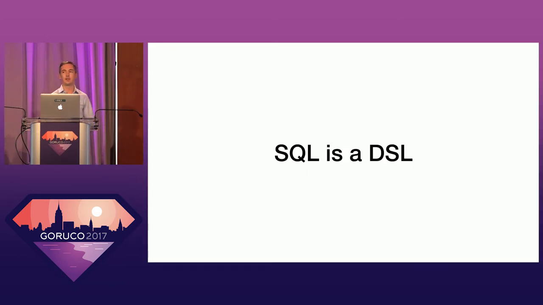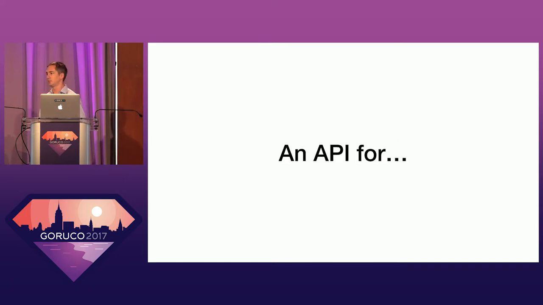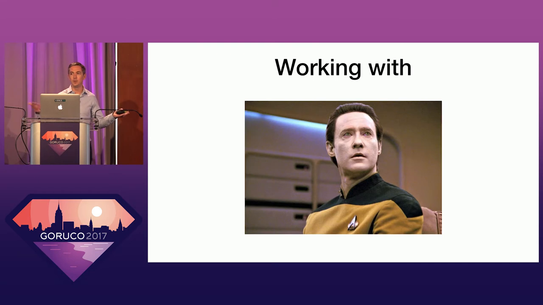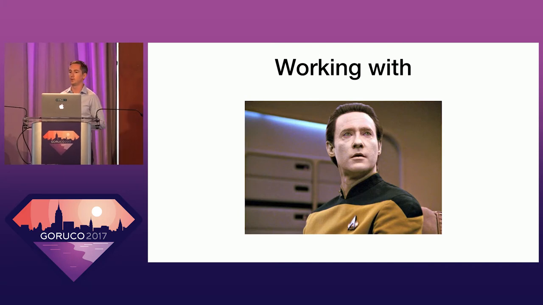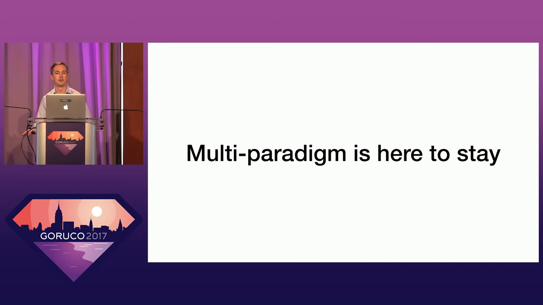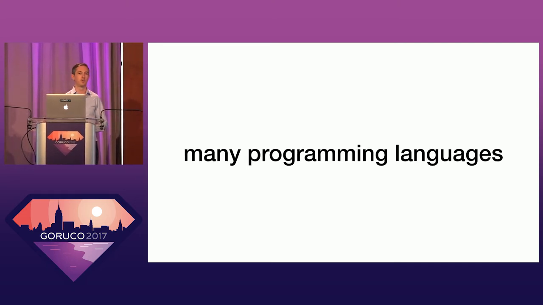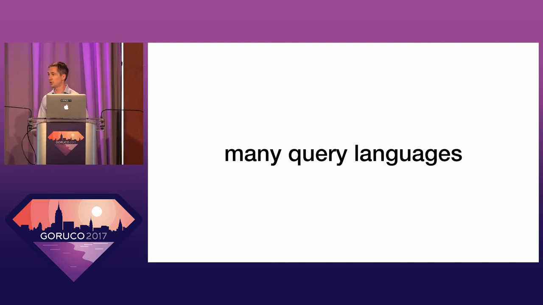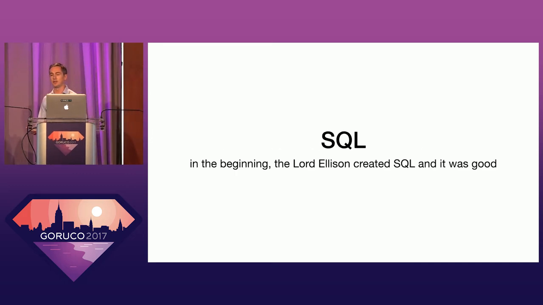When you think about SQL, it's a domain-specific language, right? It's really an API. It's an API for working with data, right? And it's one API, but there are many ways to represent APIs. And in the past 10 years, we've seen the rise of other kinds of ways of working with data. And my thesis is that this multi-paradigm approach of NoSQL and all these different ways is actually here to stay, right? We have many programming languages for many different kinds of tasks, so we should have many query languages, not just SQL, right?